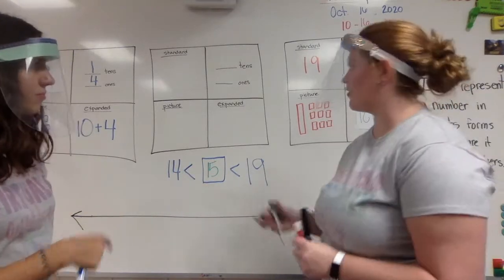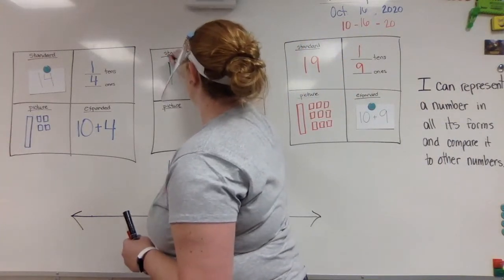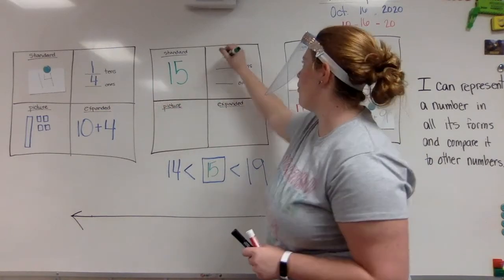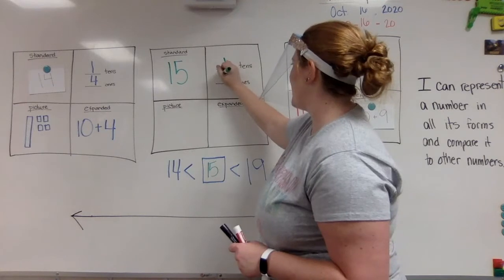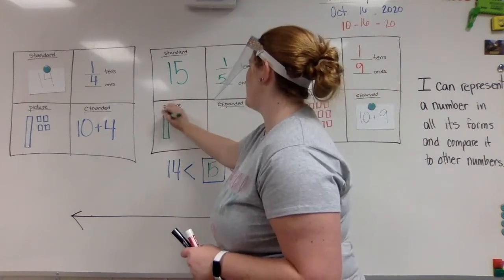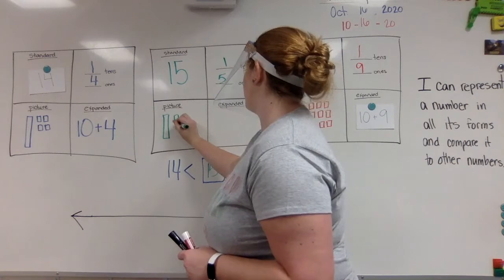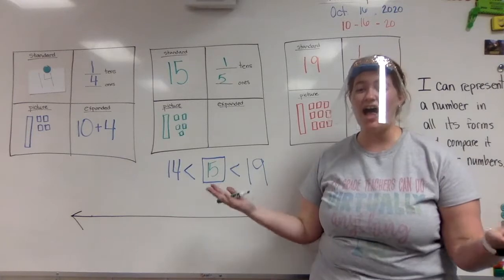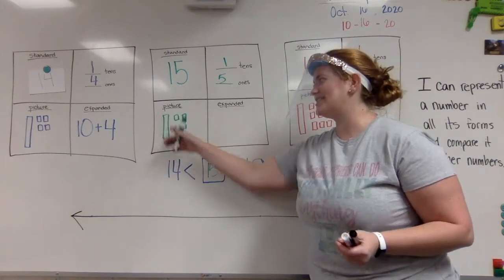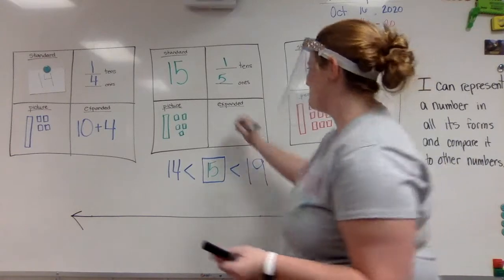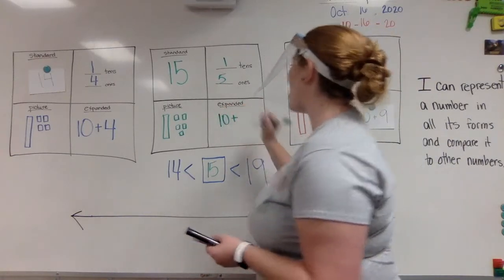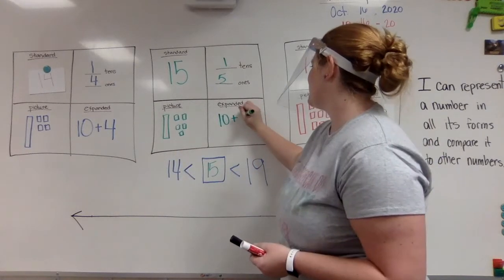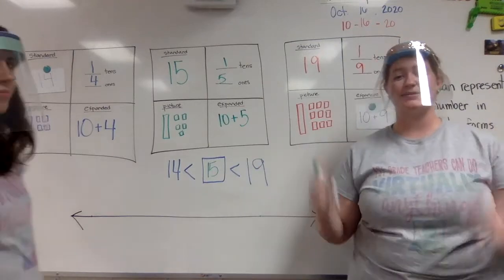Well, what would these number forms look like? Well, Miss Lime, you have the standard form of the number, 15. And I can see right here, I have 1 ten and 5 ones. So I can draw 1 ten and 5 ones, just like that. And my expanded form, I need the value of my tens. So I have 1 ten, and that's worth 10, plus the value of my ones. I have 5 ones, and that's worth 5. 10 plus 5. That is my expanded form.